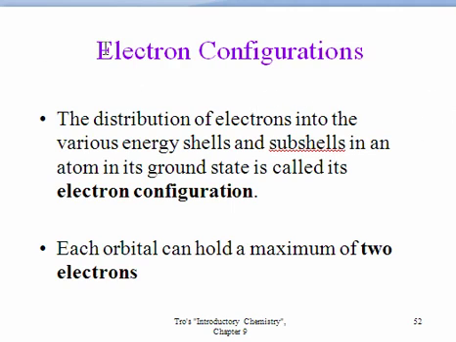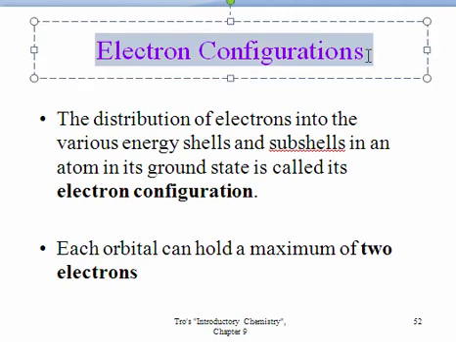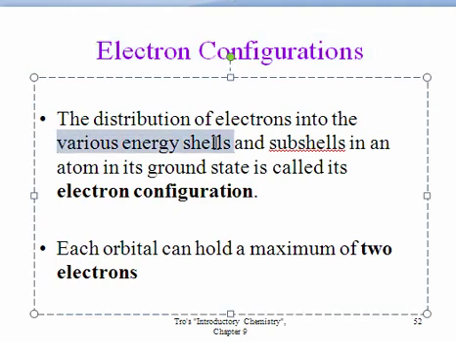Now we're going to look at a concept known as electron configurations. What electron configurations tell us is where electrons are with regard to their energy levels and the subshells in those energy levels. So to be able to write an electron configuration, we've got to go over some ground rules.